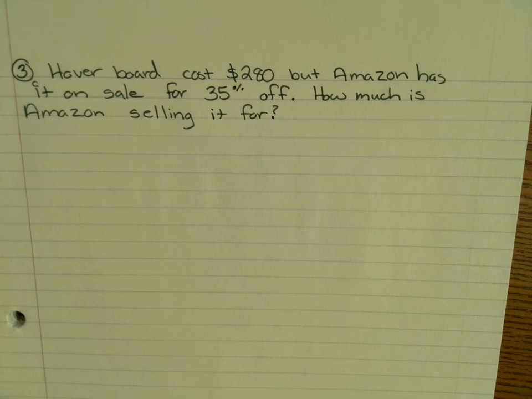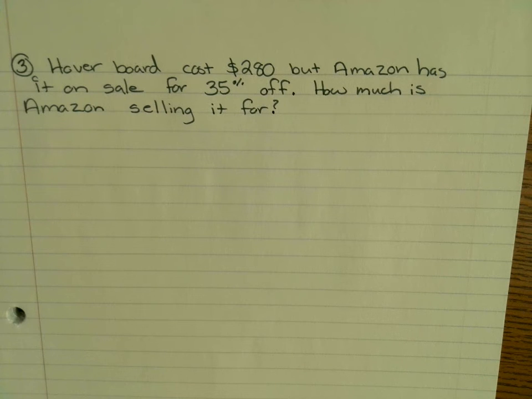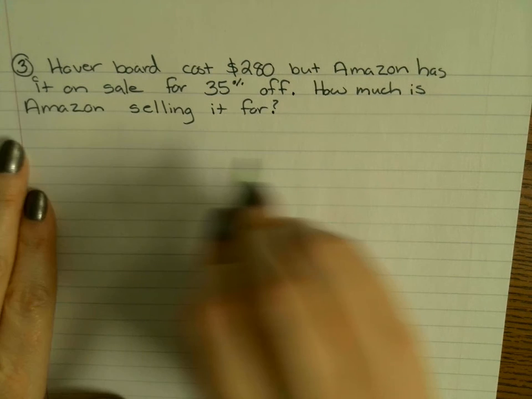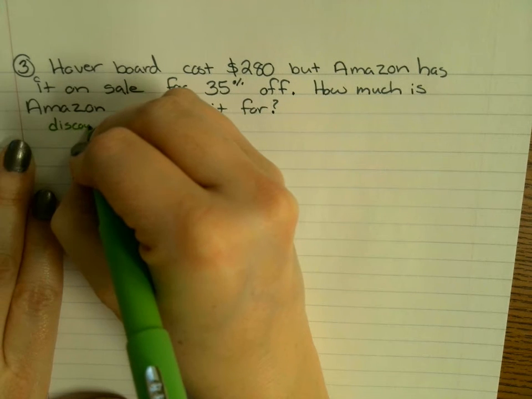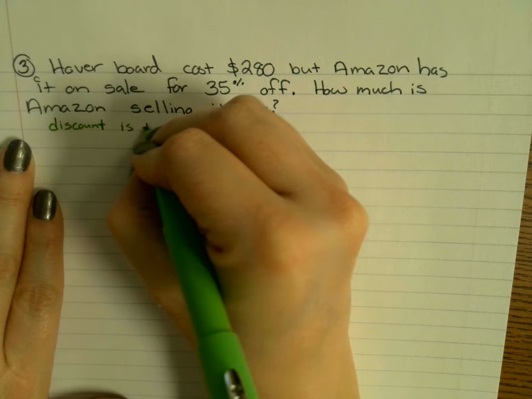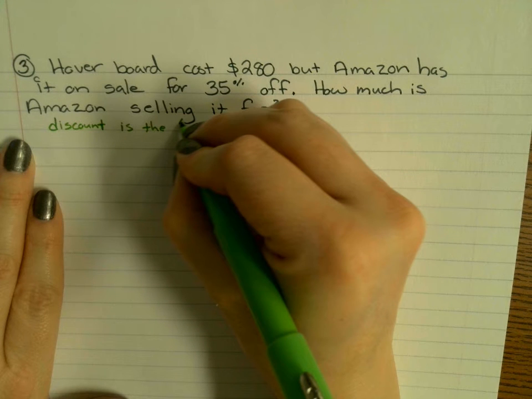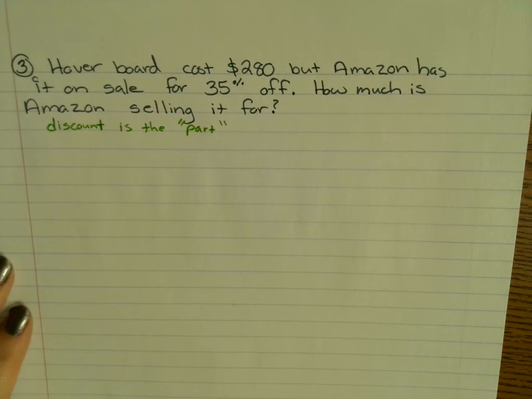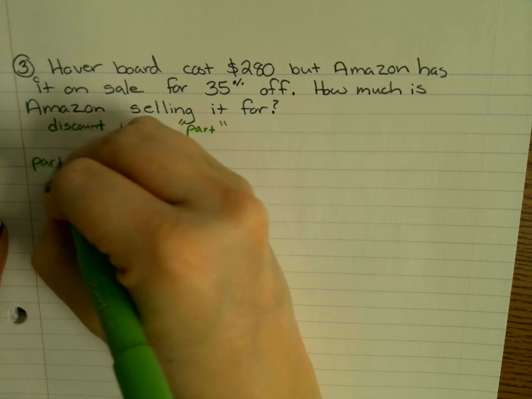Okay, we got a hoverboard, costs $280, but Amazon's going to have it on sale for 35% off. Want to know how much Amazon is selling it for? So first thing we need to do is identify the part. The discount. The discount is going to be your part. We don't know the discount. We don't know how much Amazon's reducing the price by. So that's the part that's missing. We're going to put an X there.